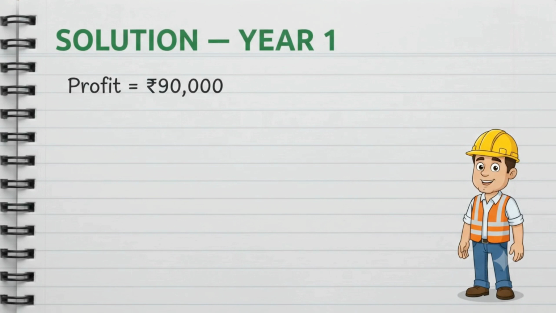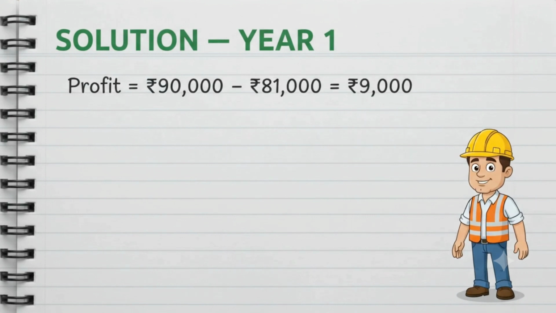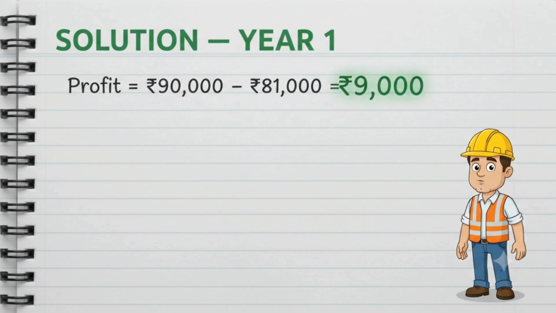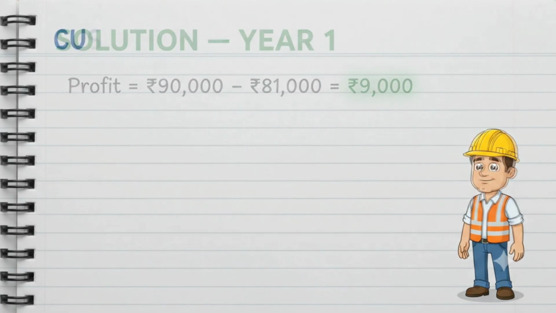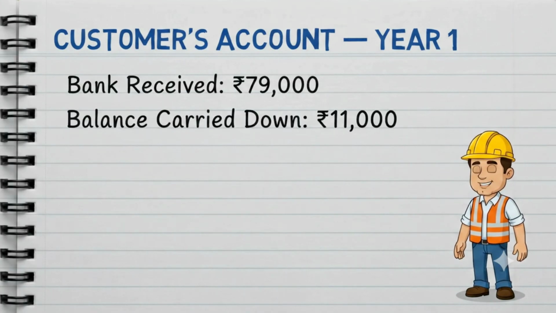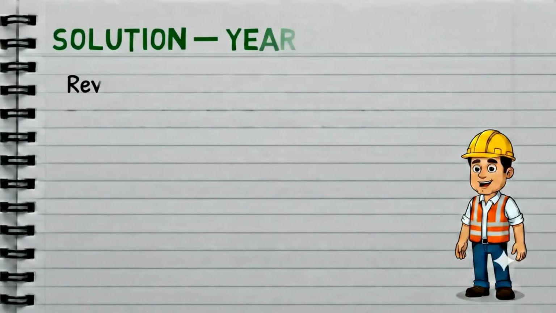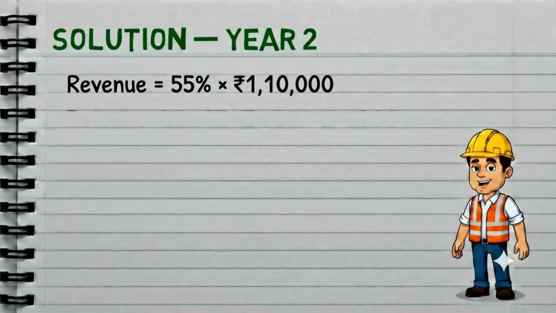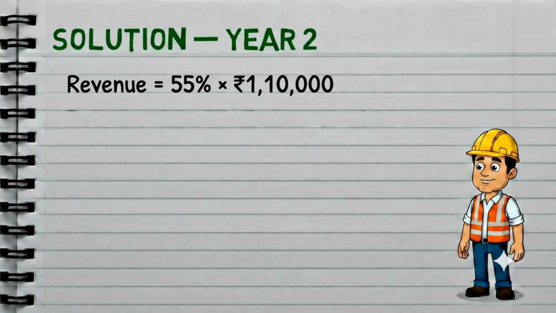Now we find the profit. Revenue of 90,000 minus the cost incurred of 81,000, that leaves us a profit of 9,000 rupees. In the customer's account, we received 99,000 rupees by bank. The remaining 11,000 rupees is carried forward as balance due. In year 2, 75% of the work was completed. So, revenue equals 55% of the total contract price.